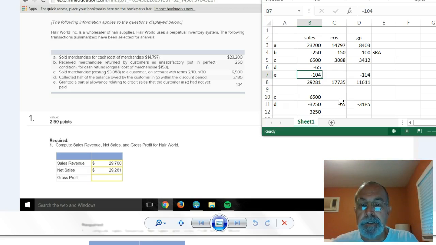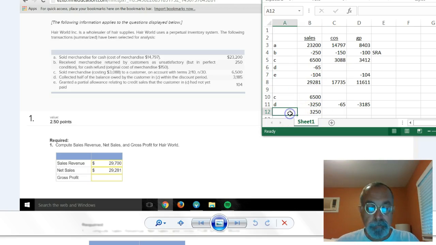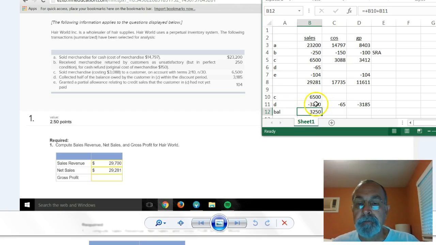For transaction D, we collected half of the balance owed by the customer in transaction C. That sale amount was $6,500. So half of it is going to be $3,250, and the balance is $3,250. But we're focusing on this part of the transaction, which is the collection.